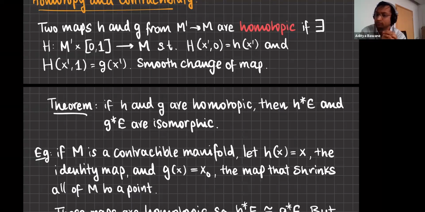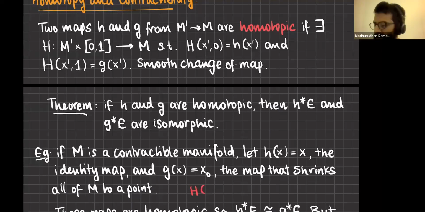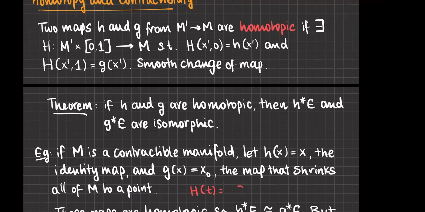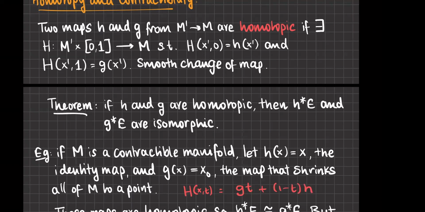I don't follow. Okay, wait. Let me write this down in the following way. Let me write it as H of T, in terms of the functions. So I'll write H(x, t) probably, G(t) plus 1 minus t. H, right? Yeah. And H and G are having argument x. So yeah.